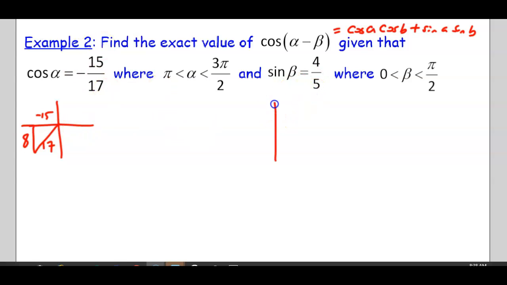And then for beta, it's between 0 and pi over 2, so that's in the first quadrant. So we have opposite over hypotenuse. This is 3. Oh yeah, the 8 has to be negative, because that's a negative y. Now we know what cosine of alpha is, so let's identify sine. Sine of alpha is negative 8 over 17. And what's cosine of beta? 3 over 5. So now we follow this model.